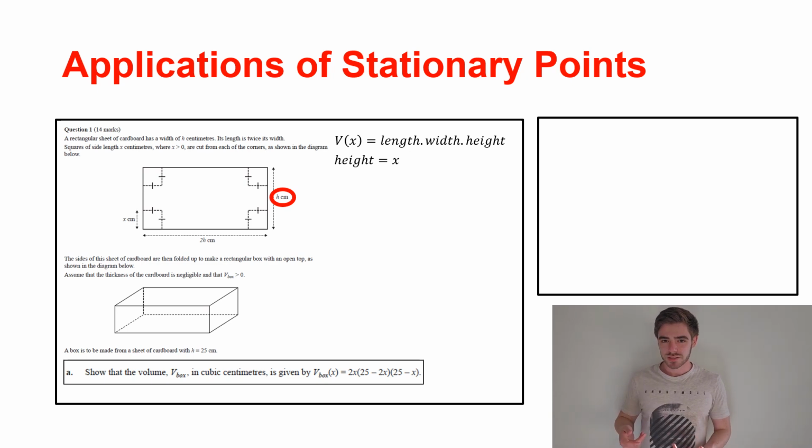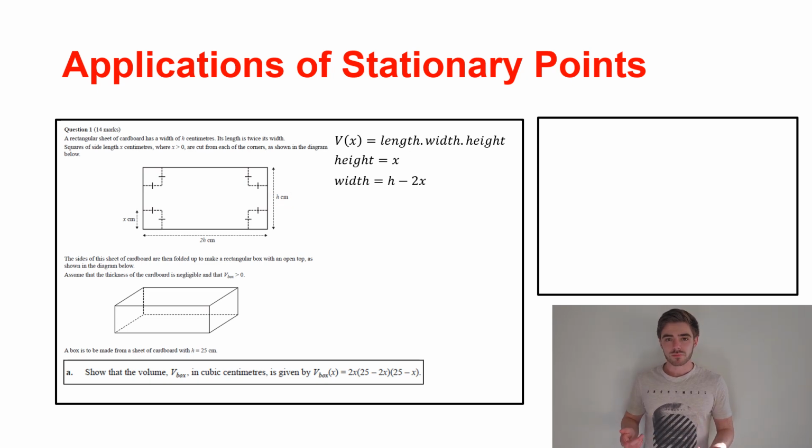So the width of the sheet is h, but to form a box, we have to cut out squares from either side. So what you do is you take h, the entire width, and you subtract x from either side. That is the same as subtracting 2x from h. So our width is going to be h minus 2x.